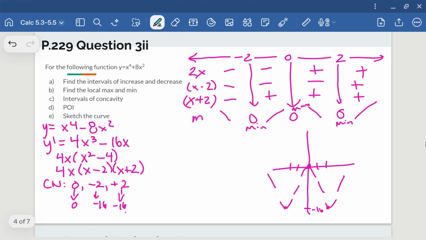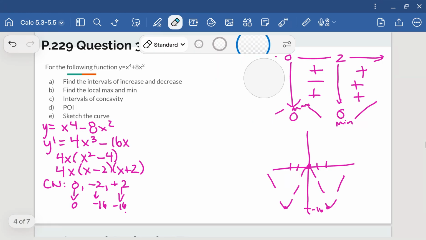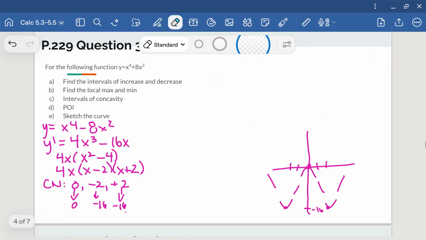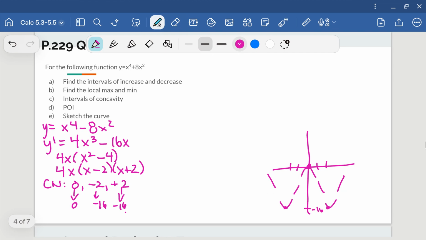So while I'm doing that, I'm just going to erase this area just to give me a bit more space, since I already got what I needed from that information. Okay, so right now I do have my intervals based on the graph. I want to find my local max and min. I have done that and plotted them.